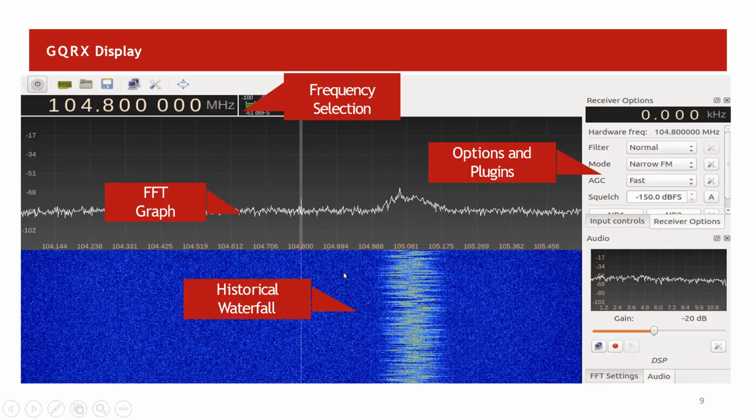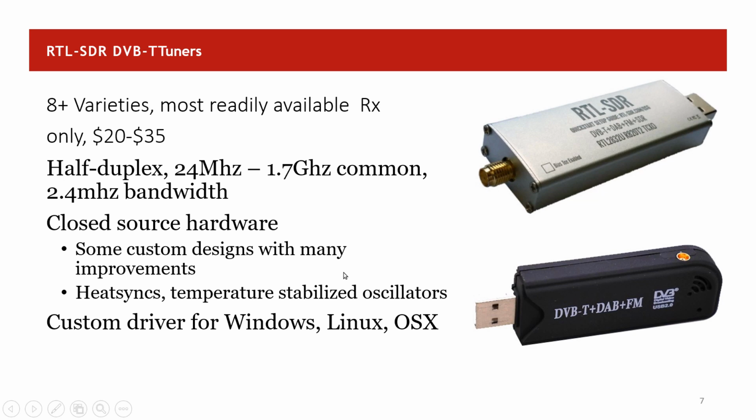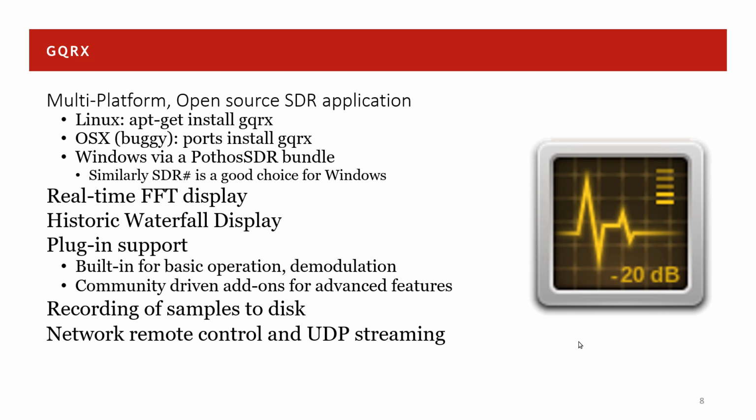So basically, this is the view where we can set the frequency, and this is the FFT graph which you can see, and these are the plugins which are available. And this is the waterfall diagram, and here we have the console in which we can record and play, and we can even go with the UDP session for this particular GQRX.